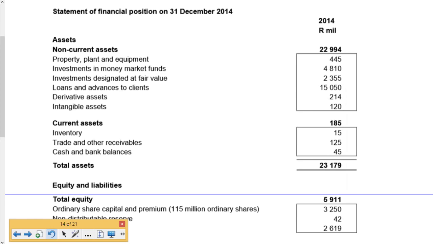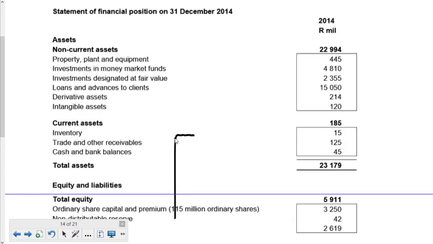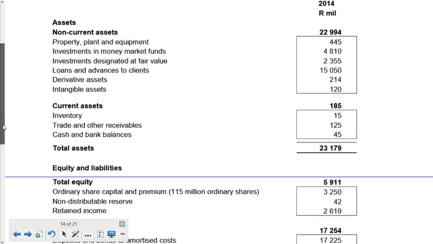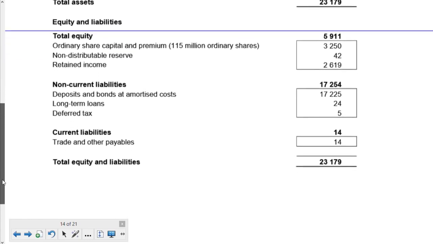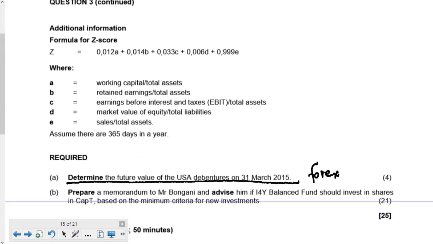Book value of equity, 5911, down here. They also tell you how many shares there are. So they give you the book value, they tell you how many shares, and then here they've given you the Z-score formula.